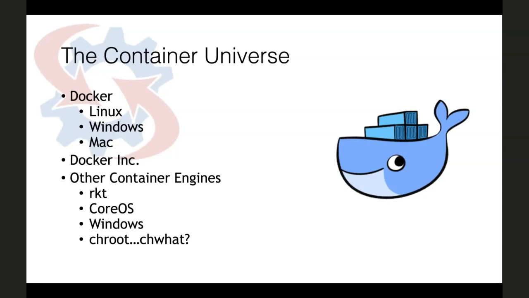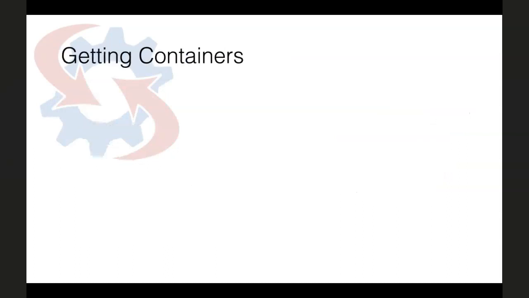If you're of a certain age, like me, FreeBSD had a technology called Chroot Jails back in the late 90s, early 2000s, which provided process isolation and file system isolation. Those are two of the key core concepts behind containers. So you could arguably say that Chroot Jails were a forefather, or preliminary technology, to containers coming out. So that's the container universe.